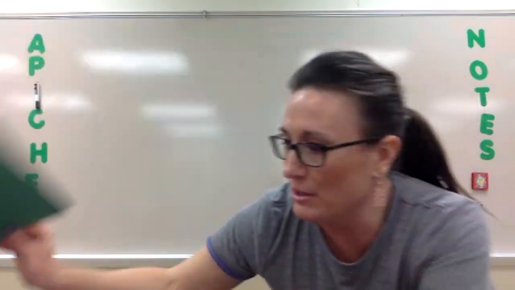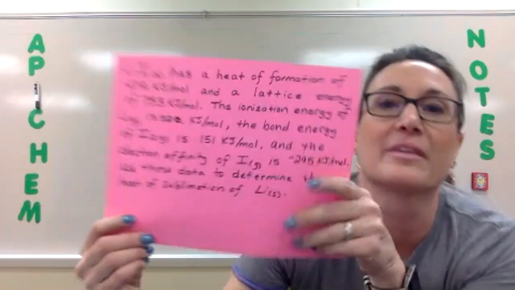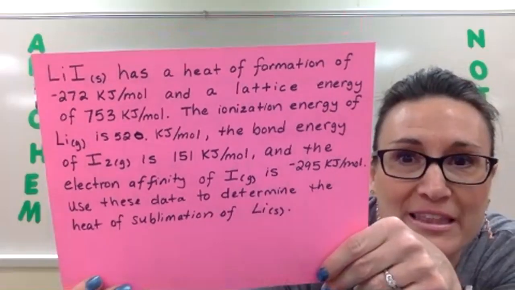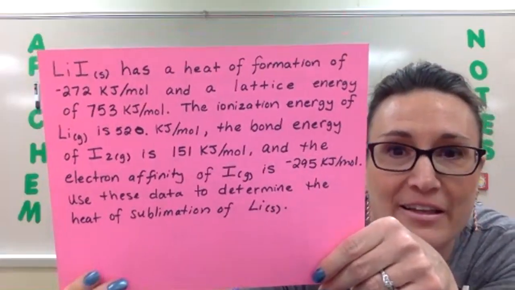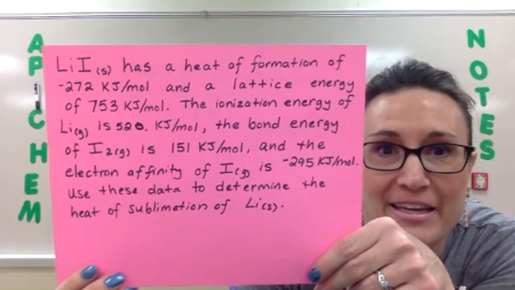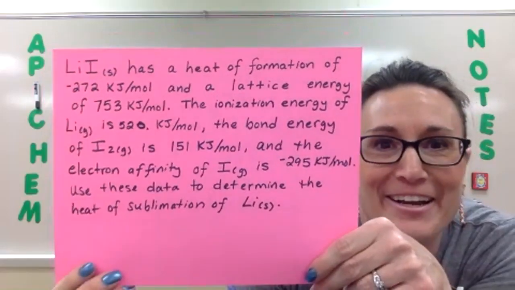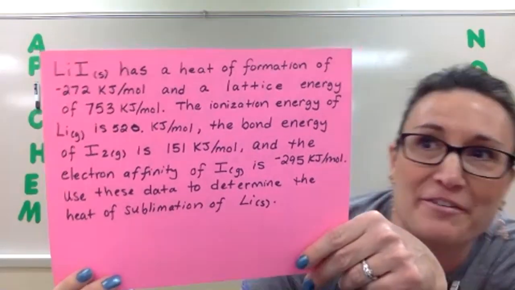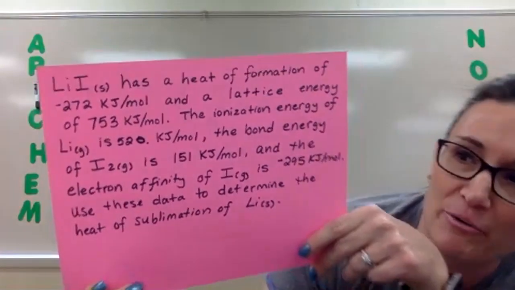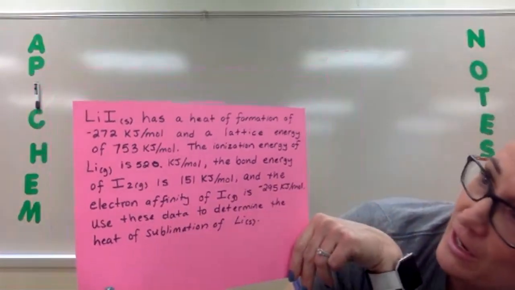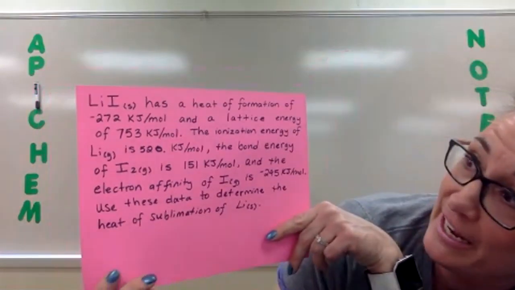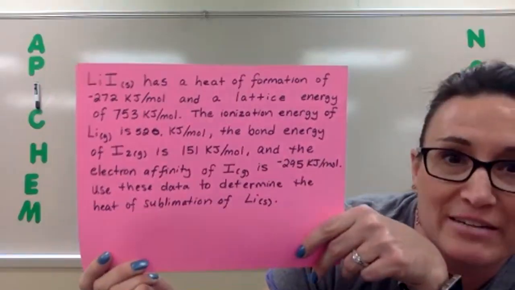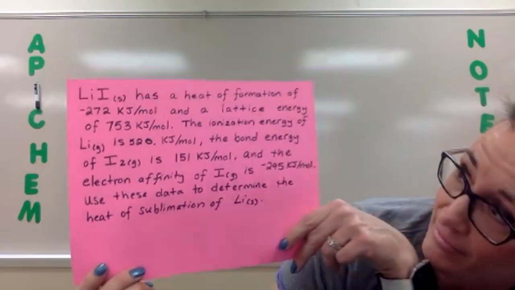Okay, here we go. Then we've got the pink one. So the pink one says that we have lithium iodide solid and has a heat of formation that we're trying to find. I'm trying to read these backwards. Oh, Sam's here. I can't read this one upside down. Negative 272 kilojoules, and then it gives us the lattice energy.